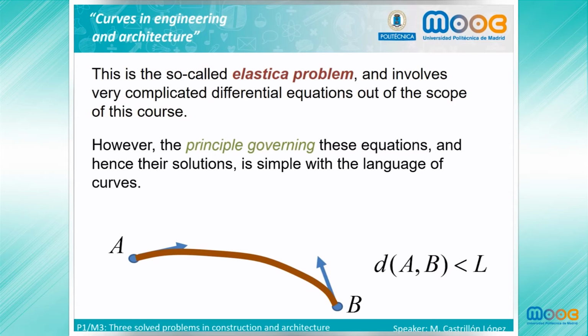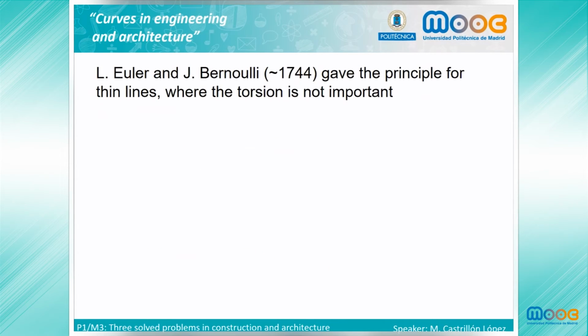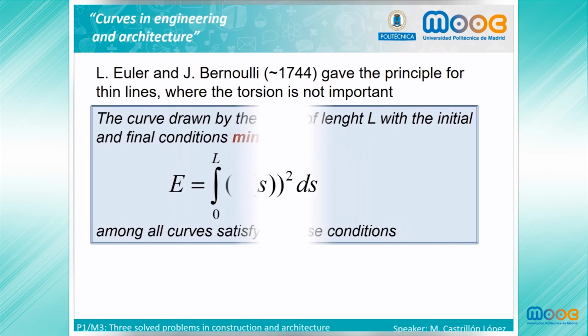However, the principle governing these equations and the solutions is simple with the language of curves that we have studied in this course. Leonhard Euler and Jacob Bernoulli gave in the 18th century the principle for thin lines, that is, lines where the torsion is not important. This principle is as follows. The shape of the beam with these initial and final conditions minimizes the integral of the square of the curvature. This integral is called the deformation energy.